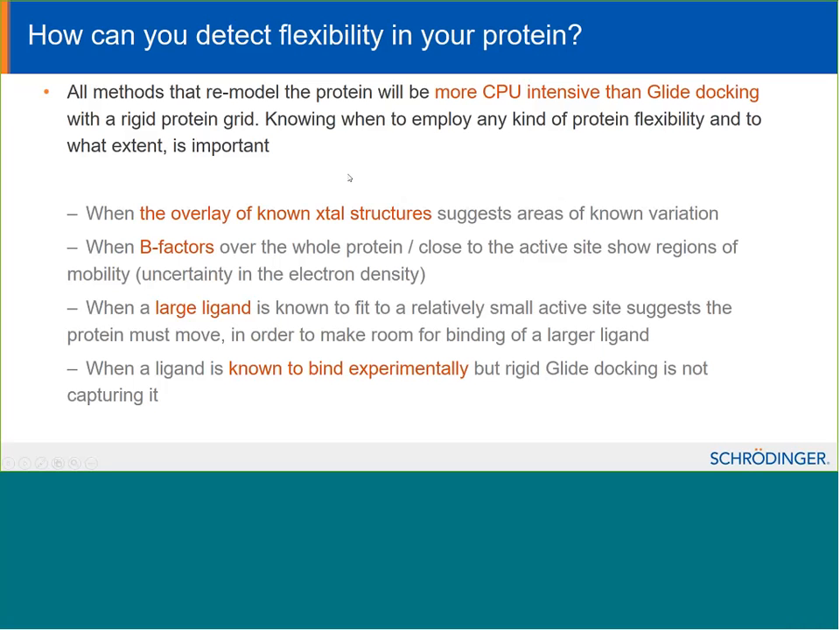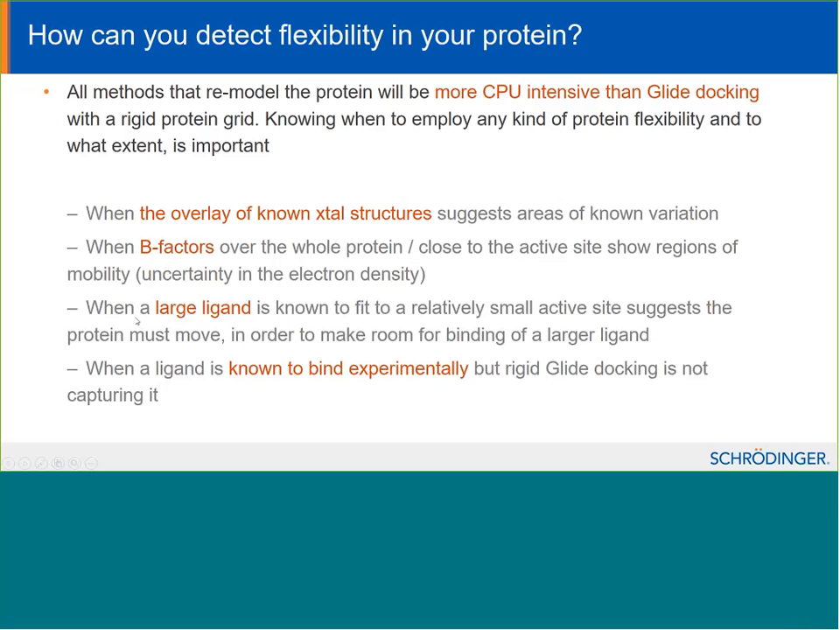So how do you detect flexibility in your protein in the first place? The way that I do it is, first of all, to overlay as many crystal structures as I can. If I have a family of proteins that I can download from the PDB, I'll overlay them to get a feeling for where there's known variation. Also, color things by B factors of the whole protein, and understand how things move very close to the active site and outside the active site. We'll talk a little bit about that later.